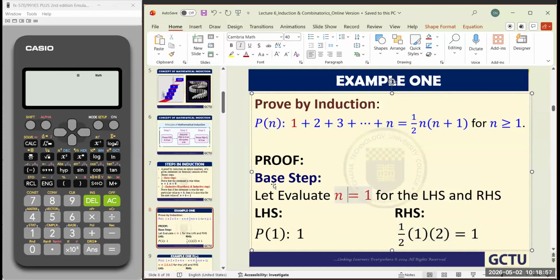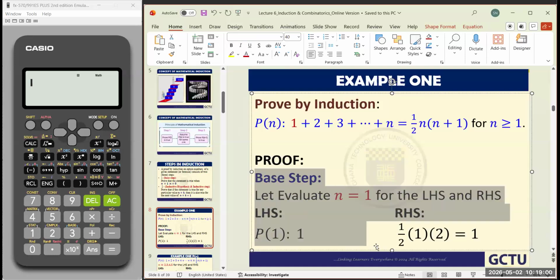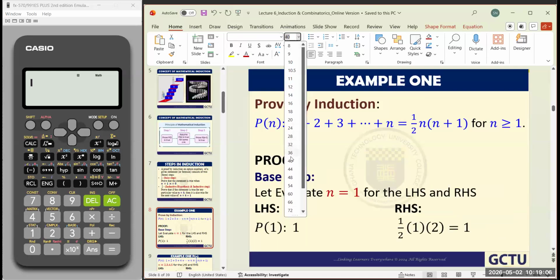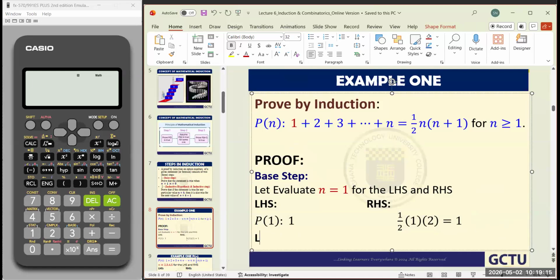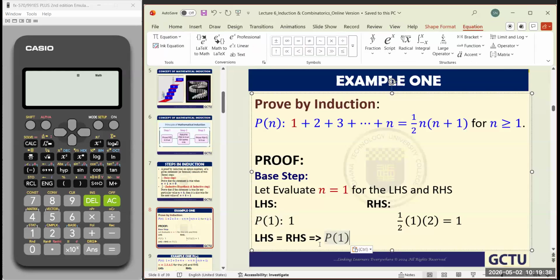Now you can see that because the left-hand side is equal to the right-hand side, I want to write some few things here. So we can say that the left-hand side is equal to the right-hand side, then we can say that this step, P of n that was given, and we show that when P of 1, it shows that this P of 1 is true for the left and is true for the right. It means that P of 1 is true.